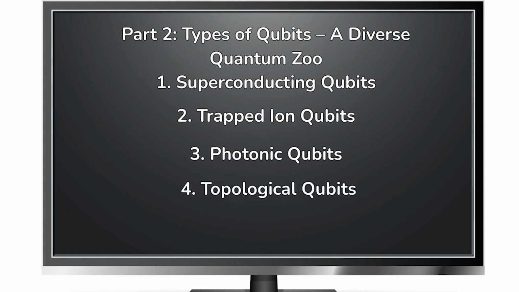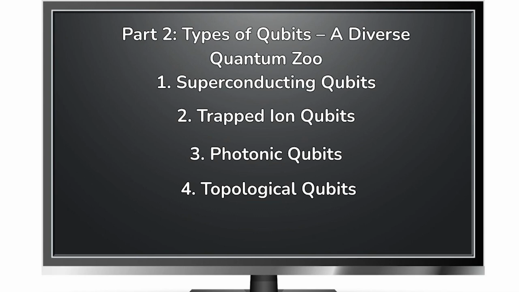4. Topological qubits. This is the holy grail for some researchers. Topological qubits are theoretical constructs based on the mathematics of knots and braids. Microsoft has invested heavily in this approach. The idea is to store information in the topology of certain particles so that small disturbances don't affect the data.